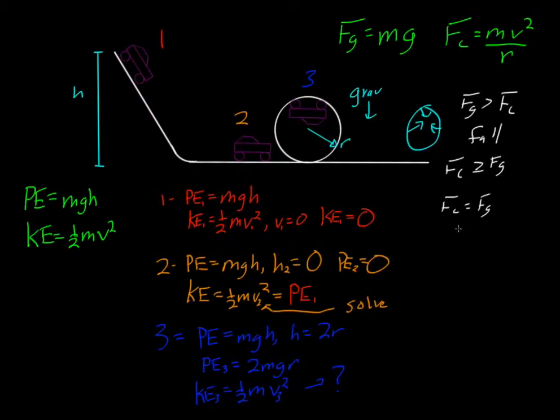The minimum velocity that we're going to maintain contact with the track happens at point 3. So therefore, we can set centripetal force equal to gravity to find the velocity at point 3. And that will give us part of the overall energy of the equation. And then we can set that equal to our potential energy at point 1 to solve it. So let's go ahead and do that.